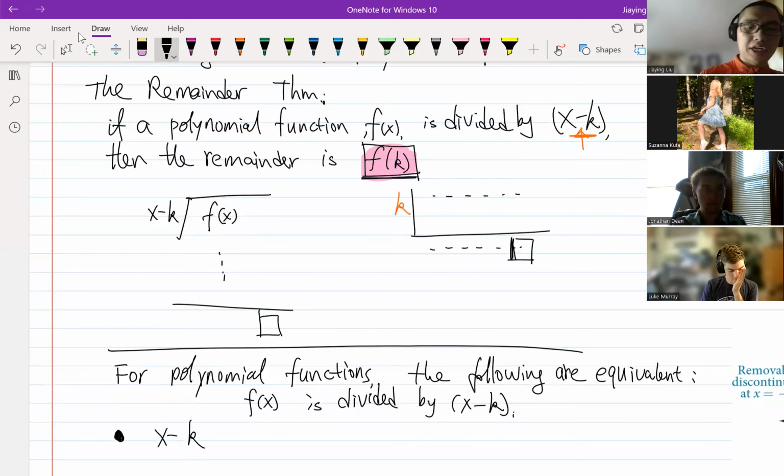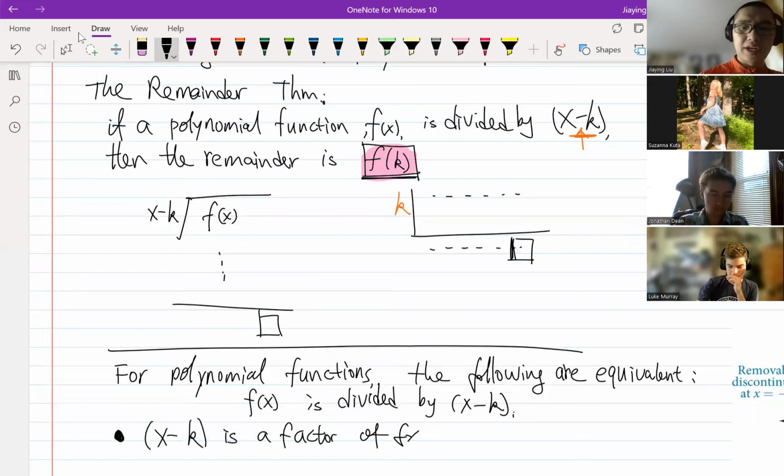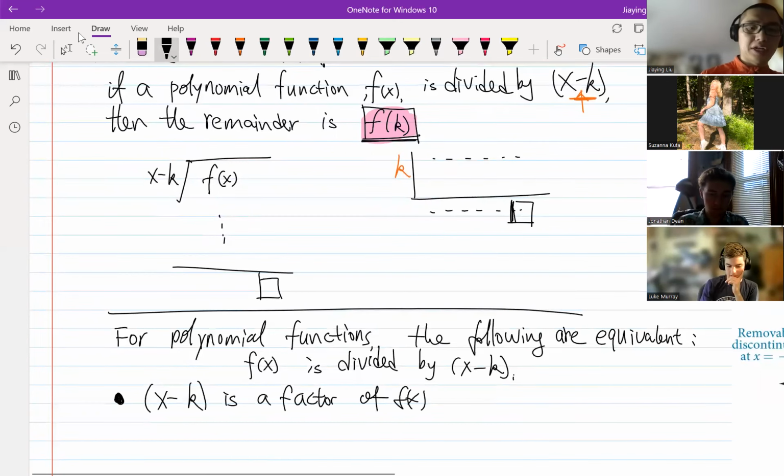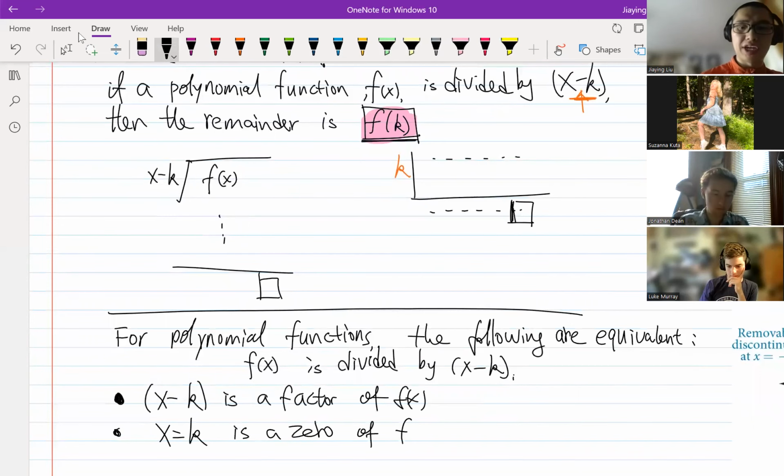The first one is x minus k is a factor of f of x. The second one is x equals k is a 0 of f of x. Those two are equivalent. So if x minus k is a factor of f of x, then x equals k must be a 0, or root, of f of x.